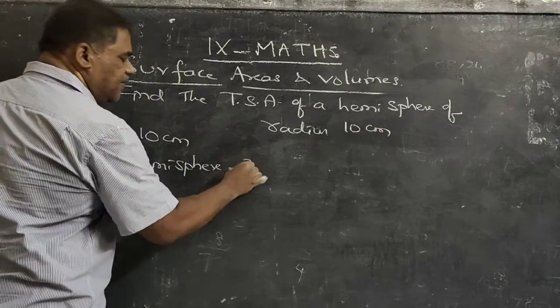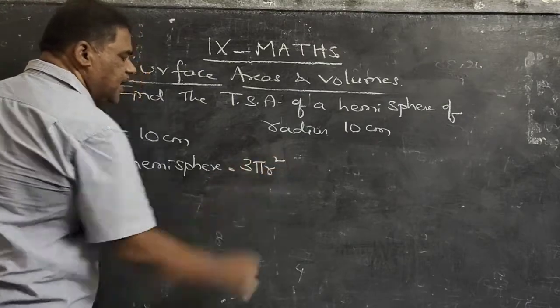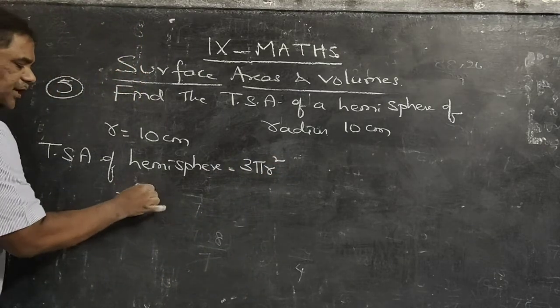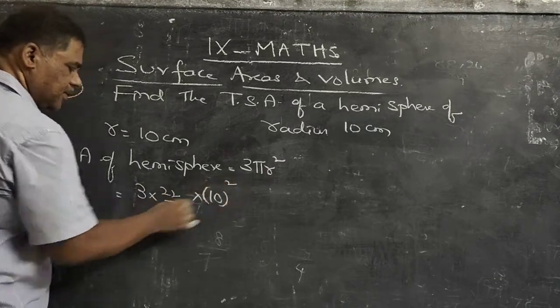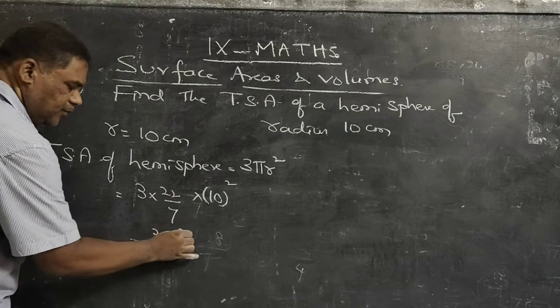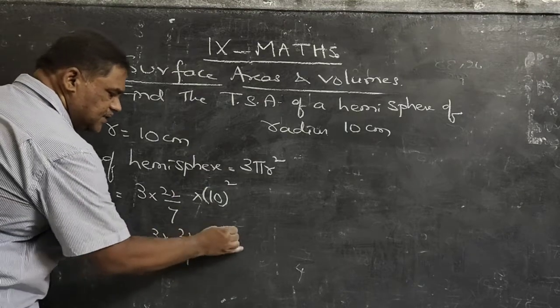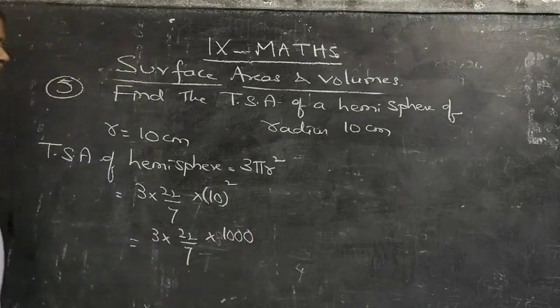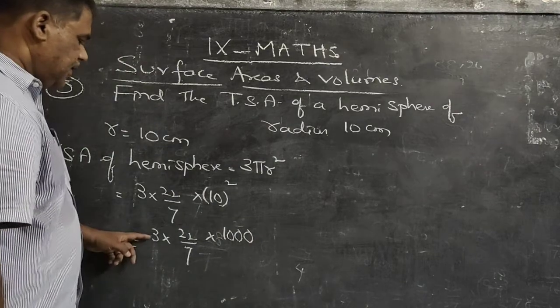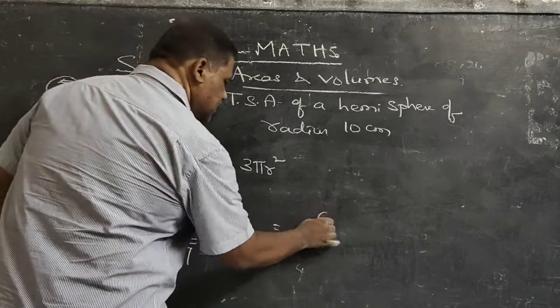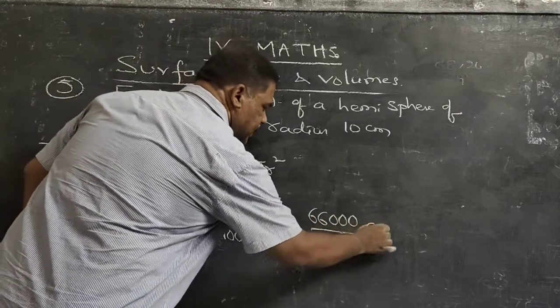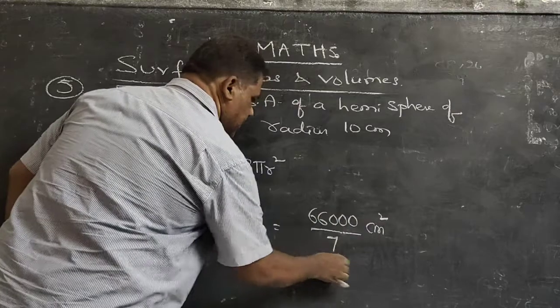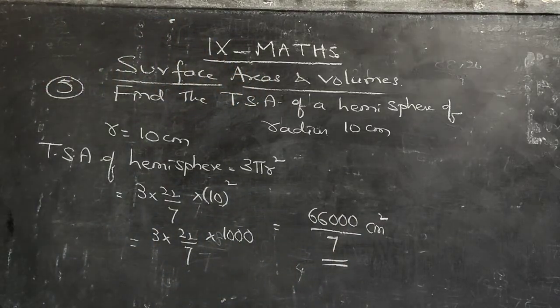Total surface area of hemisphere, the formula is 3 pi r square. So 3 into 22 by 7, radius is 10 square. So it is 3 into 22 by 7, 10 square is 100. 3 into 22 it is 66 into 100 by 7 centimeters square. That is the total surface area of hemisphere.